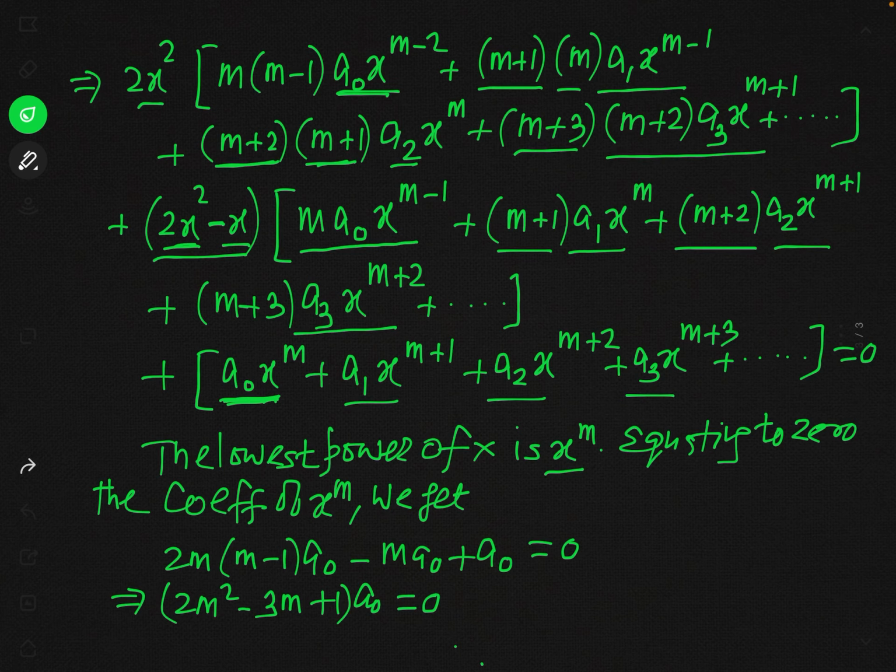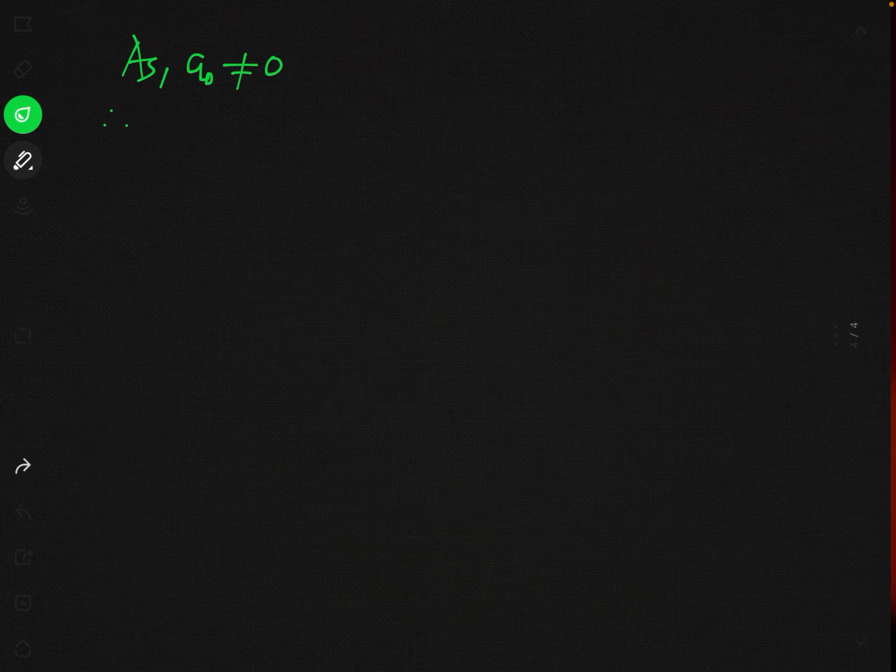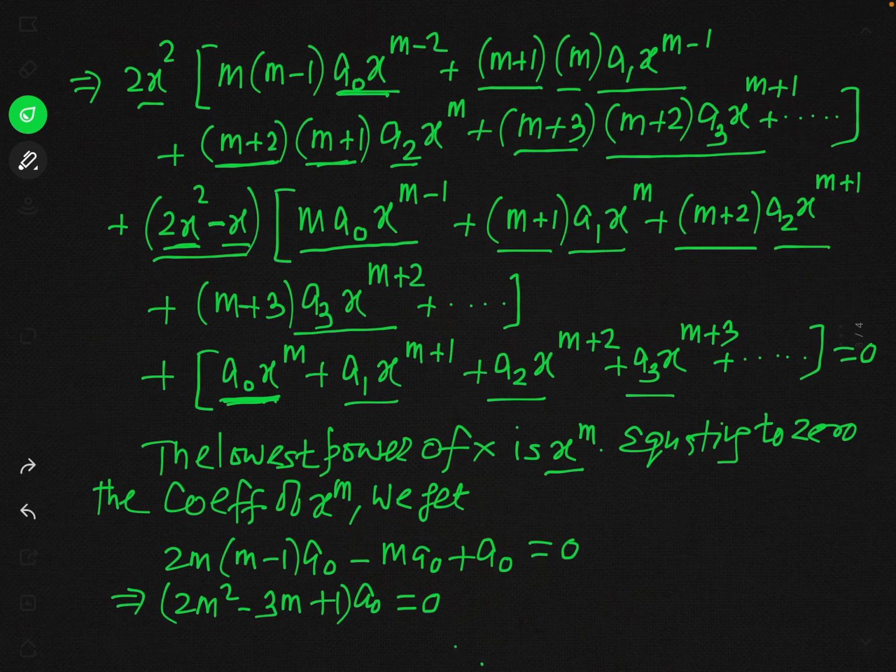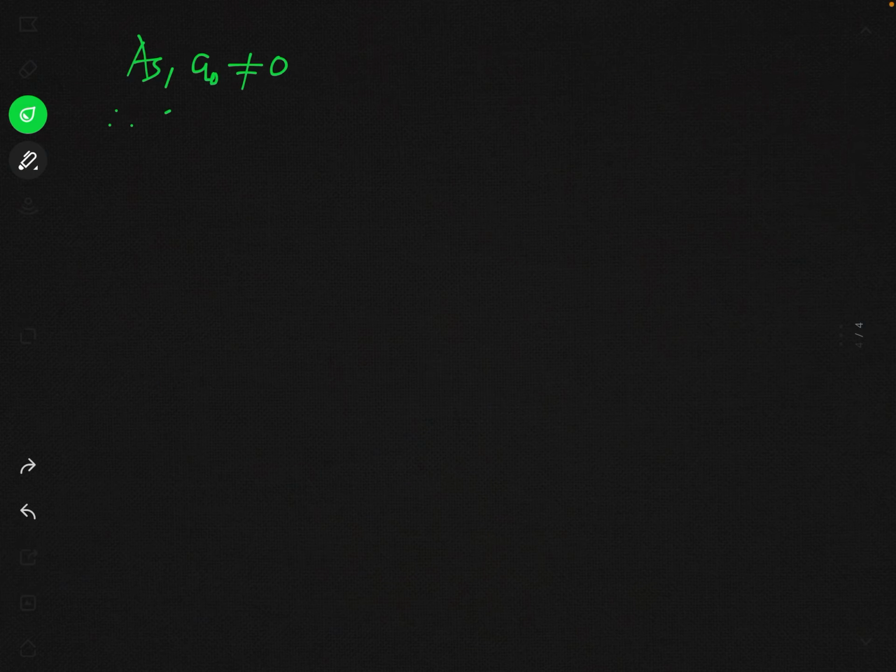Now solving this equation, we will find the value of m. As a naught is not 0, 2m square minus 3m plus 1 will be equal to 0. So as you can say, a naught is not equal to 0. Actually, you can see here that 2m square minus 3m plus 1 is equal to 0.